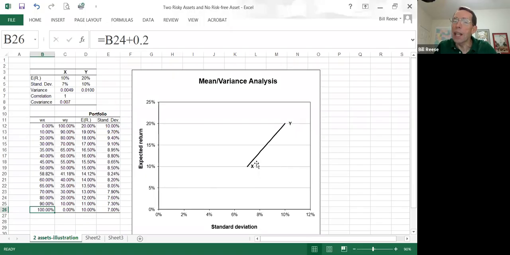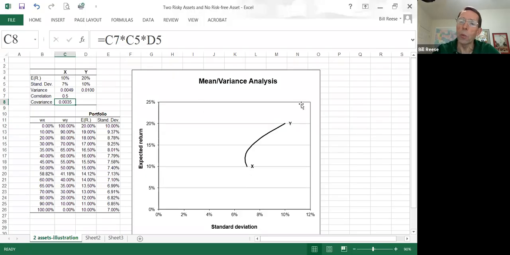So let's change the correlation between X and Y. Now, in reality, you can't just say, I want to change the correlation between Goldman Sachs and Apple. I mean, the correlation is what it is. But we're using hypothetical examples here, X and Y. So we're going to change the correlation. Instead of being 1, we're going to make it 0.5. So I'm going to plug in 0.5 here and hit enter.